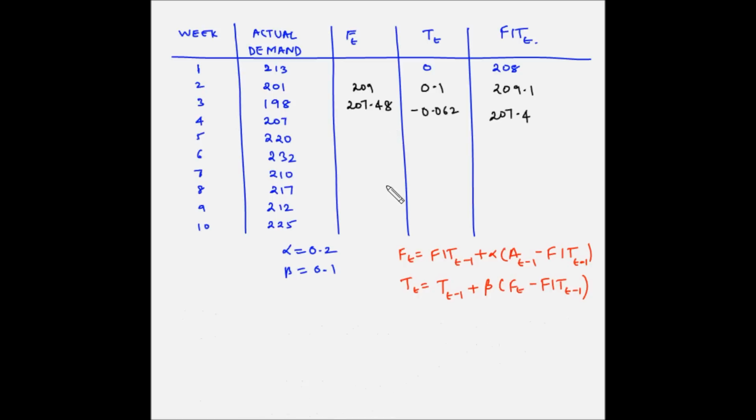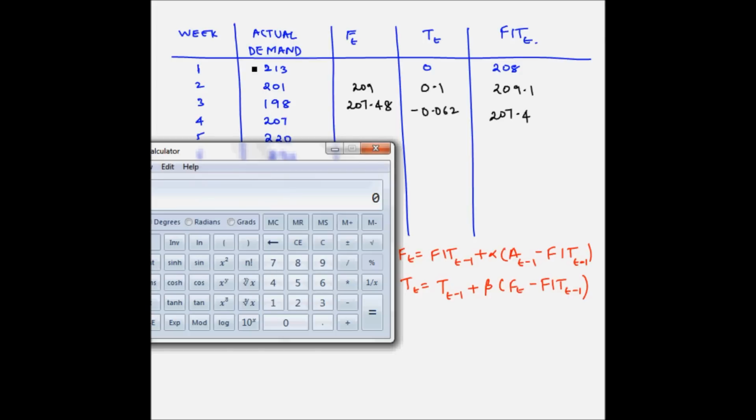Now let's move to week number 4. So for week number 4, I'll use my calculator. Now let's understand the rhythm here so that we can calculate this quickly. So the forecast without trend is forecast including trend for the last period, so this number, 207.4, plus alpha, which is 0.2, into brackets, the actual minus the forecast including trend. So repeating again, forecast without trend is equal to the forecast including trend for the last period plus alpha into bracket actual minus the forecast including trend. So let's find that out for week number 4. Forecast including trend for the last period, 207.4.